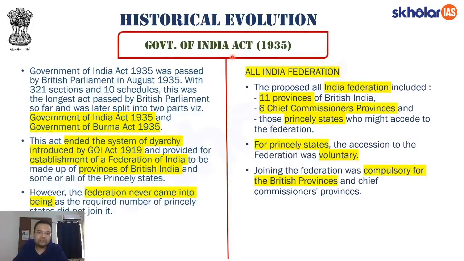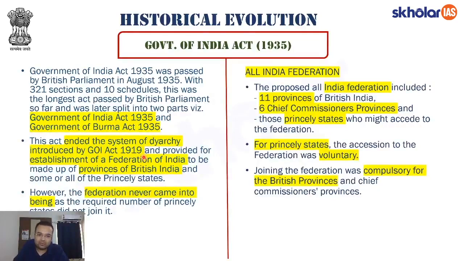So the first thing that you need to keep in mind here is that it was the biggest act that was ever passed by the British Parliament for British India. Secondly, it was broken down into the Government of India Act 1935 and the Government of Burma Act 1935. Both these points can be a source of question in your prelims exam, so please keep them in mind. This act ended the system of diarchy that was introduced in the Government of India Act 1919.